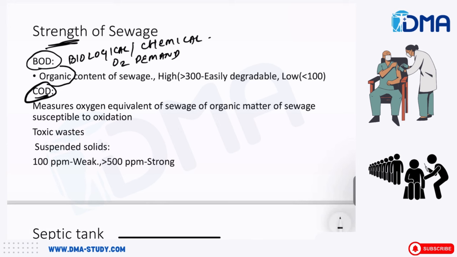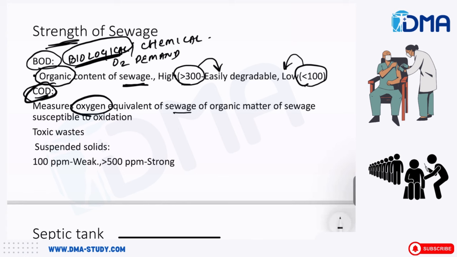See, the organic content of the sewage is measured based on biological oxygen demand. Organic content, number one. And if it is more than 300, it is easily degradable. Less than 100, it is not degradable easily. In case of chemical oxygen demand, it usually measures the oxygen equivalent of the sewage. So the question is, what is chemical oxygen demand used for? Chemical oxygen demand is mainly used for measuring the oxygen equivalent of the organic matter. So coming on to suspended solids, if it is less than 100, it is weak, and more than 100, it is strong.